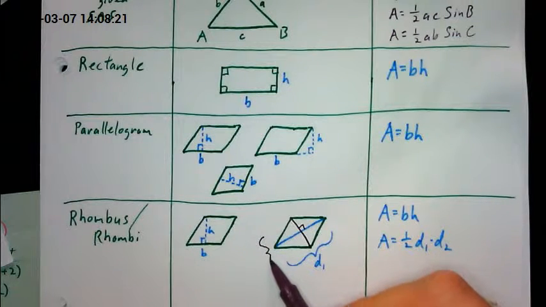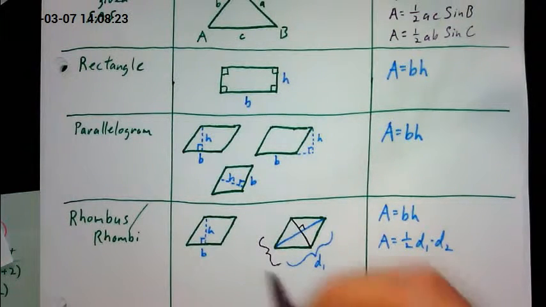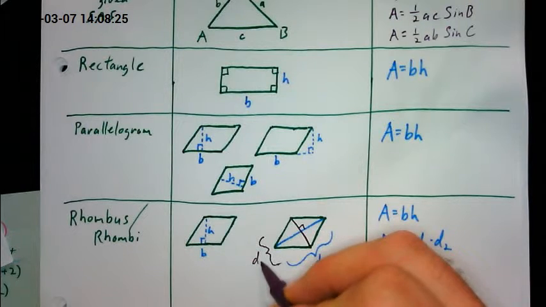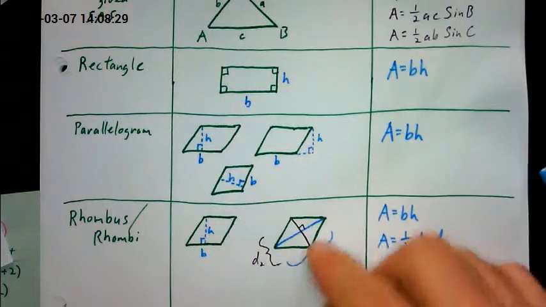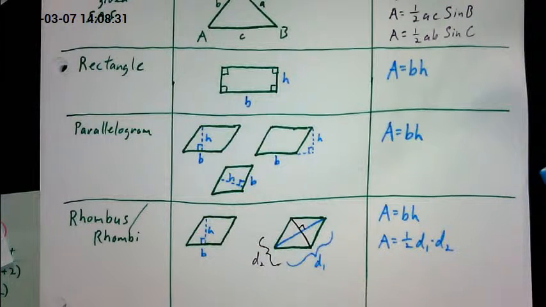Minus or plus or times or something? Times. So again, diagonal 1 and diagonal 2, the lengths of those two diagonals.